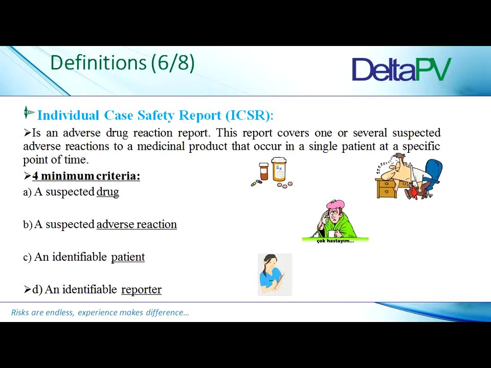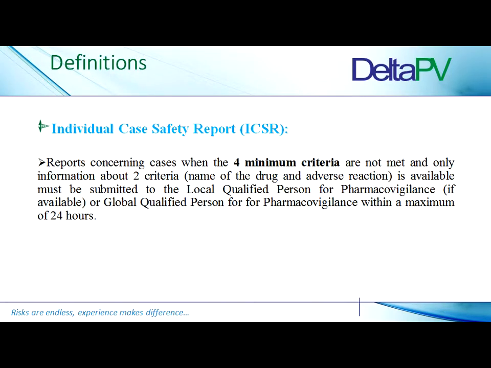Individual Case Safety Report, ICSR. Reports concerning cases when the 4 minimum criteria are not met and only information about 2 criteria, name of the drug and adverse reaction, is available must be submitted to the local qualified person for pharmacovigilance if available, or global qualified person for pharmacovigilance within a maximum of 24 hours.